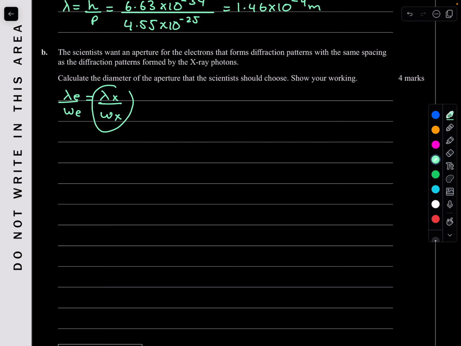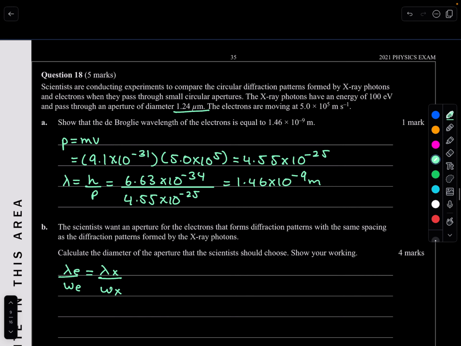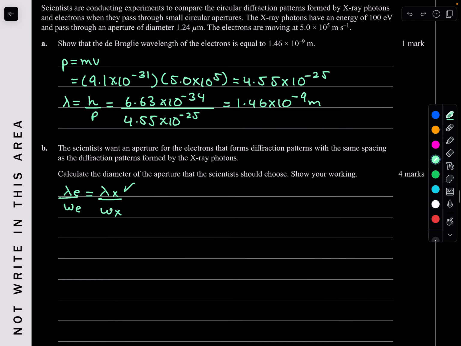Remember, these are spacings in the diffraction pattern of the electrons and of the X-ray. If we want them to have the same spacing, we want them to be equal. And so we have the wavelength of electrons, and we want to calculate the width of the aperture for electrons. We have the aperture diameter, 1.24 micrometers, for the X-ray, and we just want the wavelength of the X-ray.